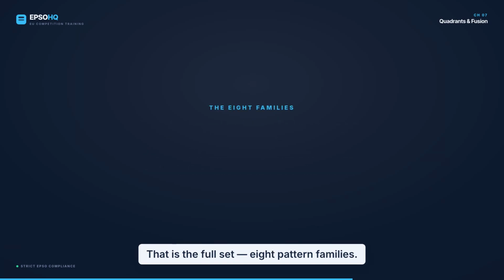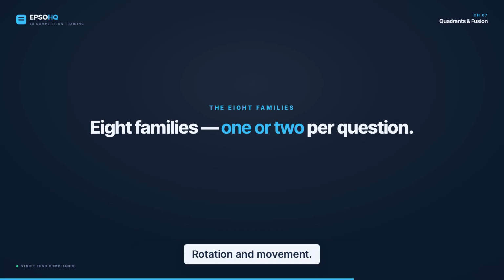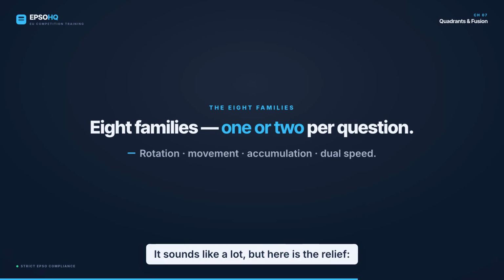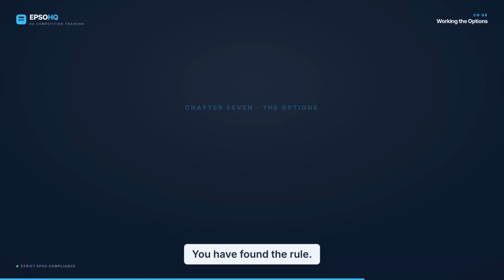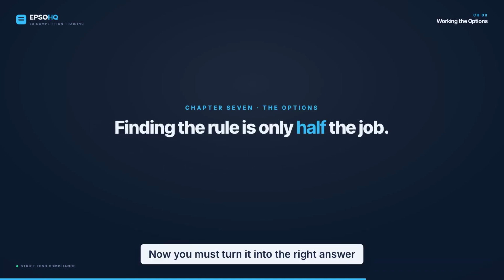That is the full set. Eight pattern families. Rotation and movement. Accumulation and dual speed. Cycling and swapping. Quadrants and fusion. It sounds like a lot, but here is the relief. Any single question is built from just one or two of them. You have found the rule. Now, you must turn it into the right answer.